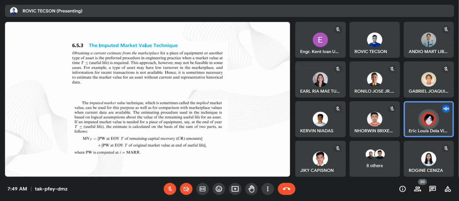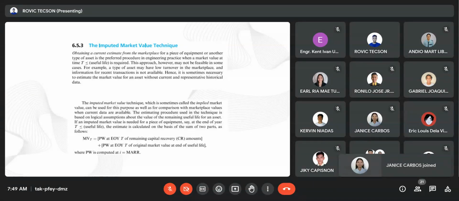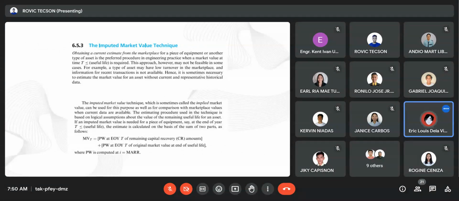The estimating procedure used in the technique is based on logical assumptions about the value of the remaining useful life for an asset. If an imputed market value is needed for a piece of equipment, say at the end of year T, the estimate is calculated on the basis of the sum of two parts as follows. So, kani gamiton nito to siya nga formula where present worth is computed at I equals MARR. The example uses information from example 6.11 to illustrate the technique. So, next slide please.